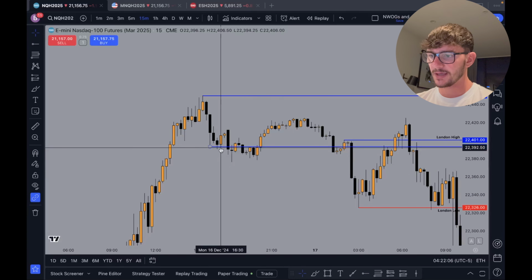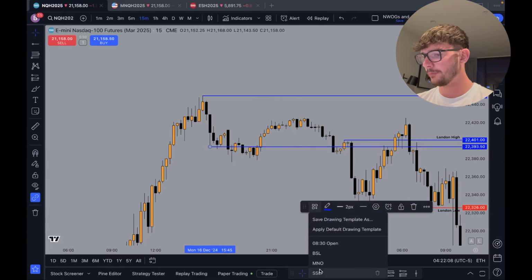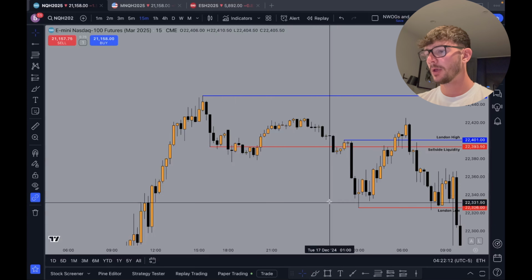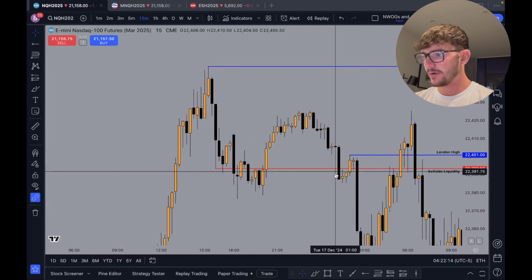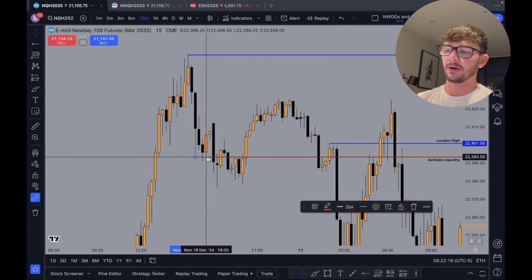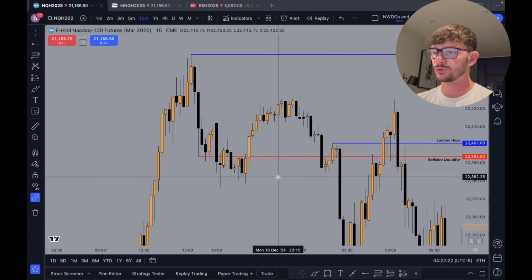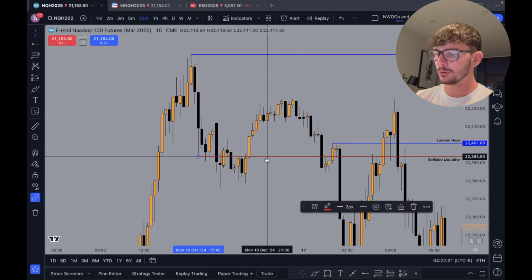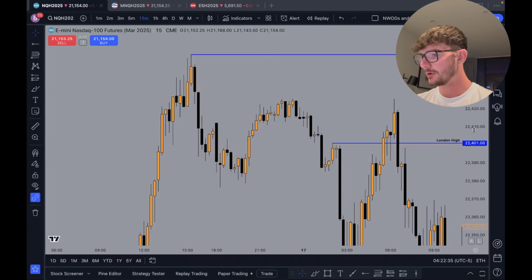Obviously, this isn't important because it got swept straight away, so we don't drag it through. If you go very deep into ICT theory, he will talk about dragging specific liquidity levels through price, because the algorithm will refer back to those liquidity levels, and then you can look for things like that. But I tend to just try and keep it as simple as it can.